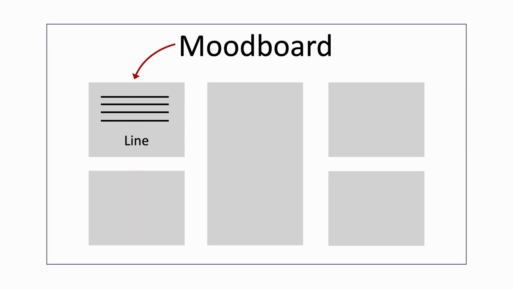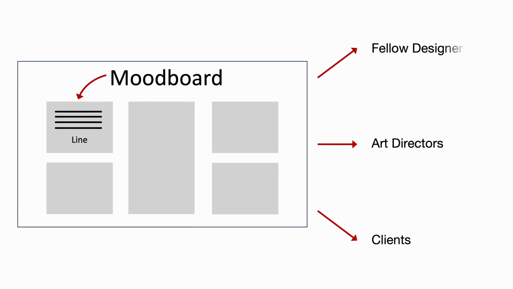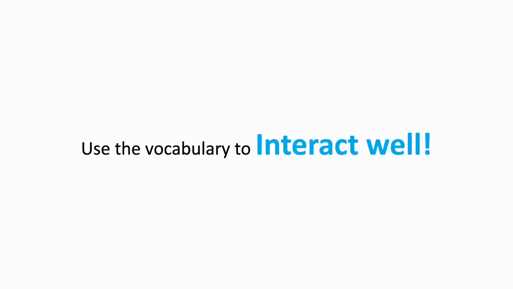Before diving into the visuals, remember that mood boards are a designer's roadmap, setting the tone for the project. Lines play a pivotal role in conveying mood and essence, and hence are one of the key sections of a mood board. Ensure to use the knowledge you attain in this video as a vocabulary to explain your mood boards and designs to fellow designers, art directors, and clients, and take your interaction skills to the next level.